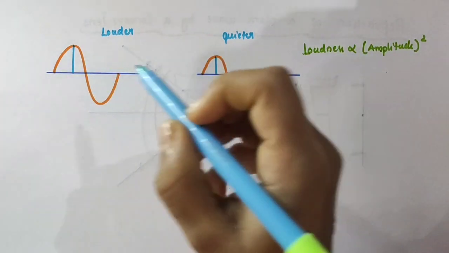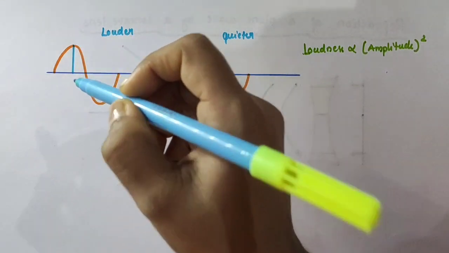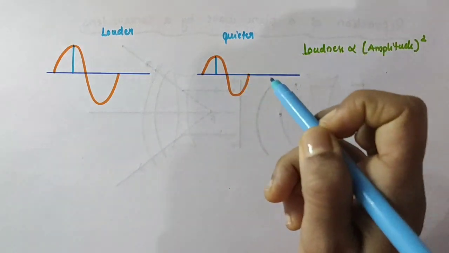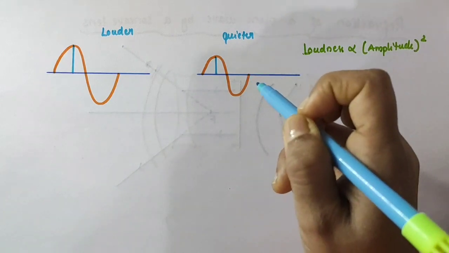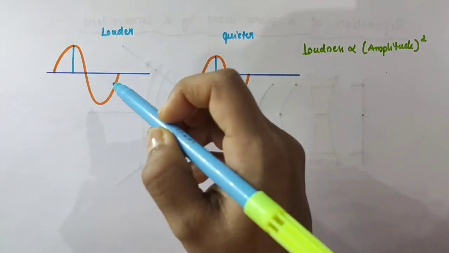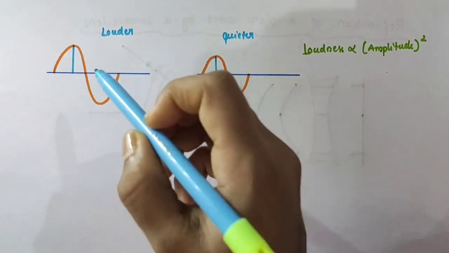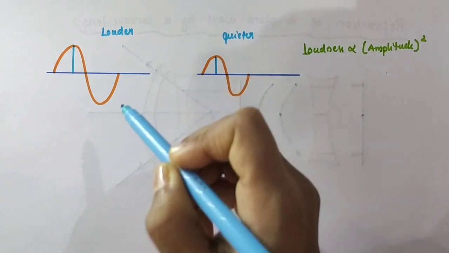So here you just compare these two waveforms representing the sound waves. Here the amplitude is more, so this sound will be louder. Here the amplitude is less, so the sound will be quieter. The sound produced is feeble when the amplitude is small, and loud when the amplitude of vibration is large, because the loudness of a sound depends on the amplitude.